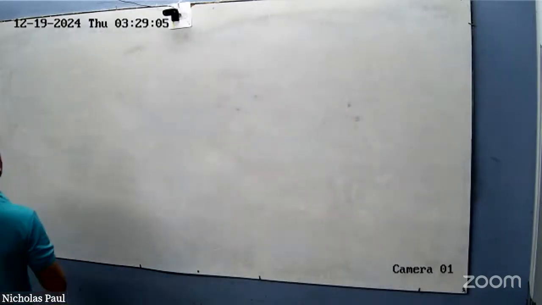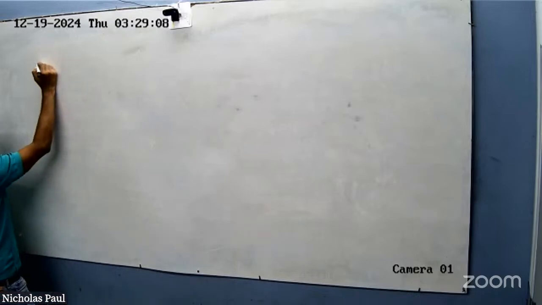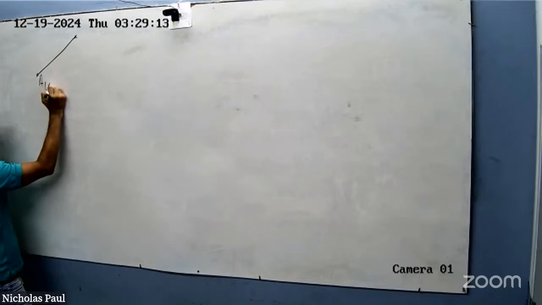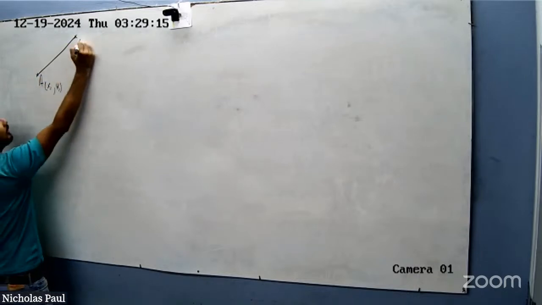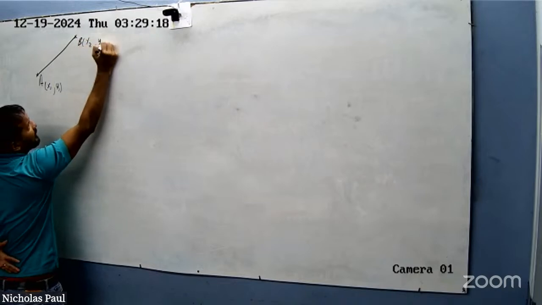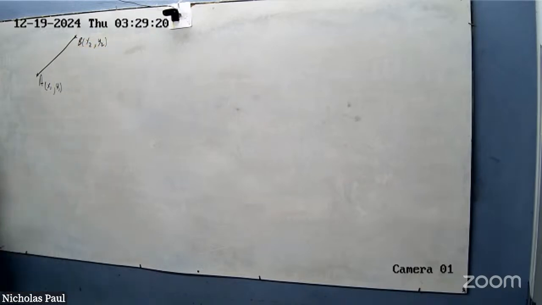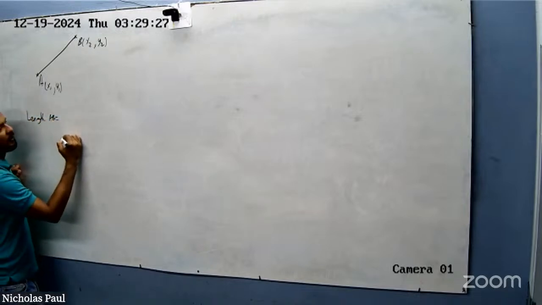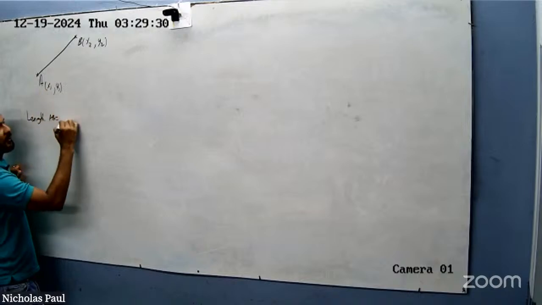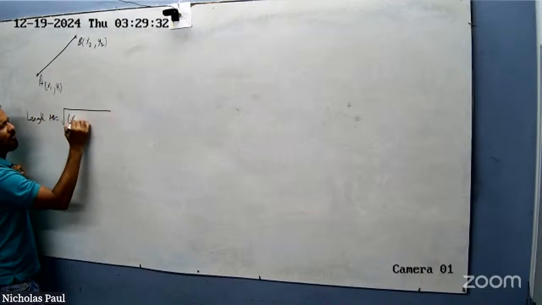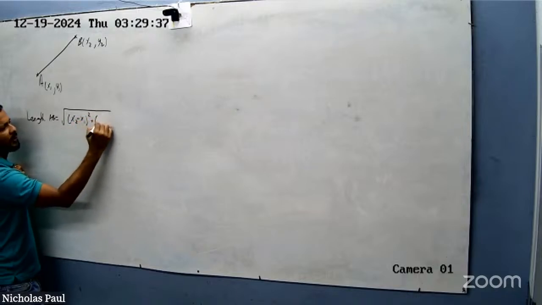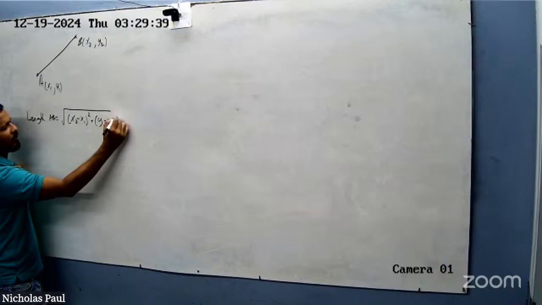Before we do circles, let's take a look at a straight line. If I give you a straight line with A at (x1, y1) and B at (x2, y2), there are a couple of things you need to remember. You need to remember how to find the length AB: the square root of (x2 minus x1) squared plus (y2 minus y1) squared.